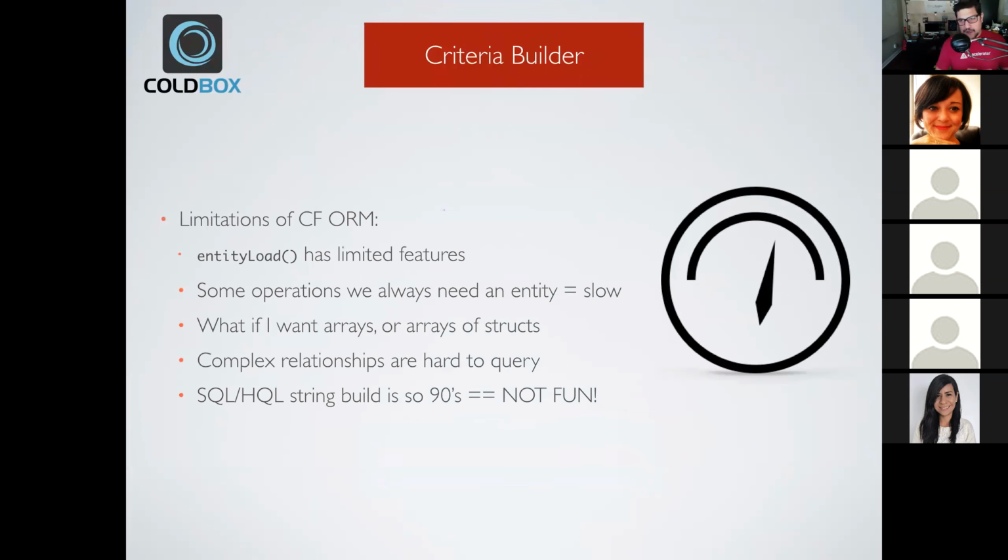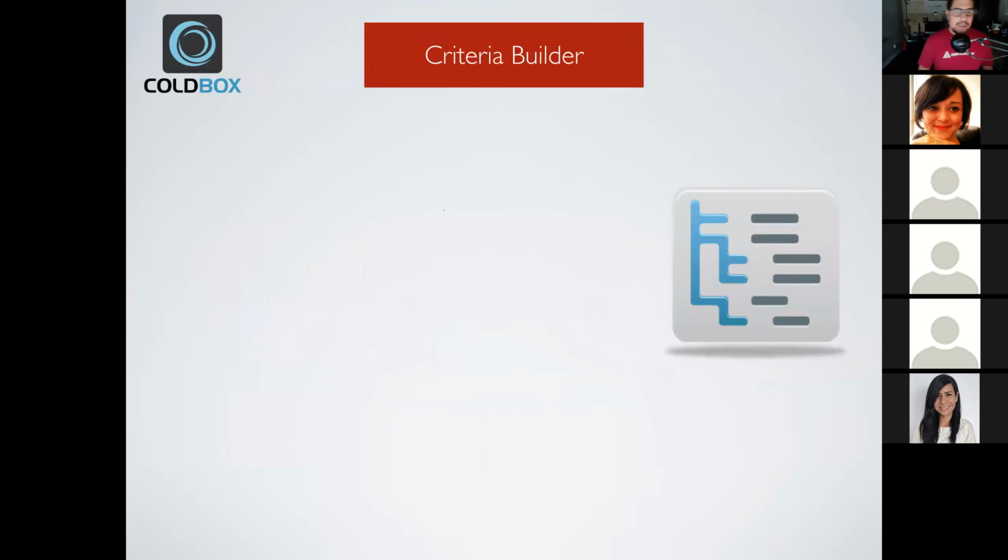All right, criteria builder. So we know the limitations of ColdFusion ORM. Entity load has very limited features. You'll also have query execute and ORM query execute. Some operations, you always retrieve an entity, and you don't want that. What if you want arrays or arrays of structs or actually streams? Complex relationships are hard to query. And really, you go back to the SQL, HQL string building days, where you have a lot of if statements, you're concatenating SQL, and it just looks nasty. It's very error prone. Most likely, you're never unit testing it, and it's not fun anymore, right? So we really wanted to bring fun back into queries.